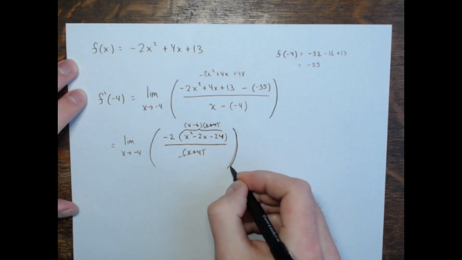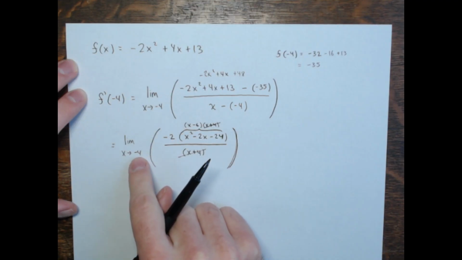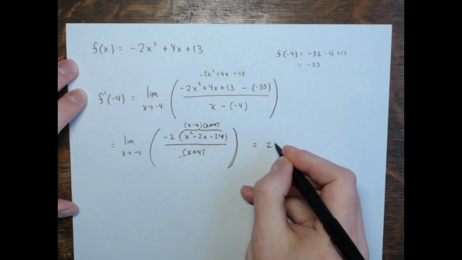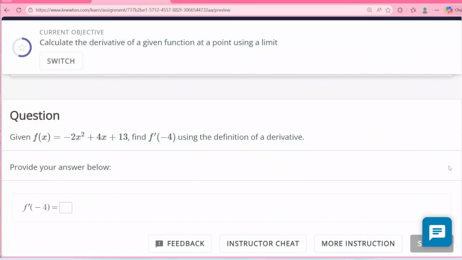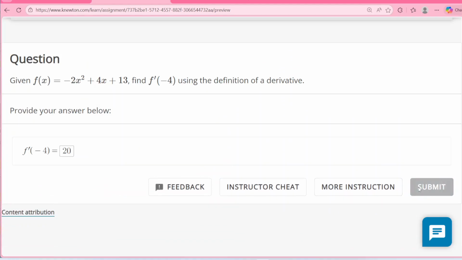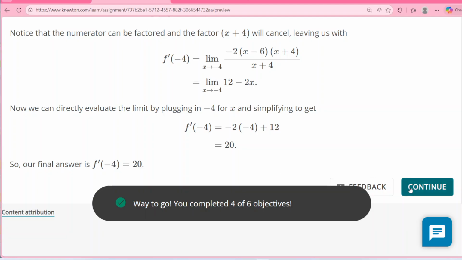So these x plus 4s are going away. And I'm left with just negative 2 times x minus 6, where if x goes to negative 4, it'd be negative 4 minus 6, negative 10, negative 2 times negative 10, positive 20 for the slope of the tangent line to this curve, this parabola at the point where x equals negative 4. So 20 is the slope of our tangent line, this f prime at negative 4. Cool. All right, so another objective done.